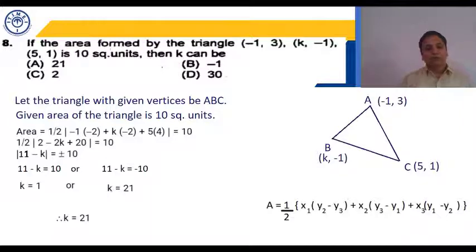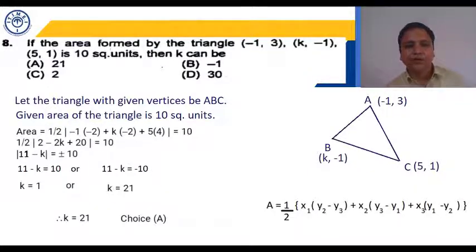If we asked for all the possible values of k, then my answer would have been 1 or 21, or a multiple type choice question would have been given. But in this case, only 21 is in the options. So we can safely say the value of k comes out to be 21. So our choice comes out to be choice A. I hope this is clear. Moving further.